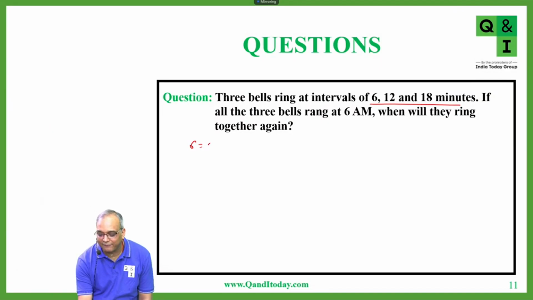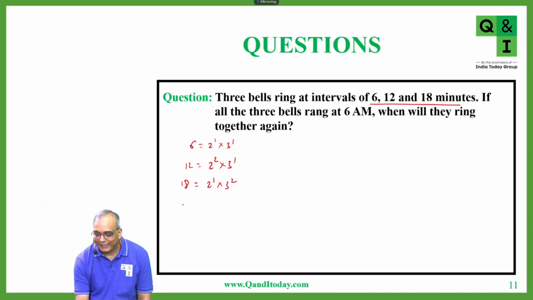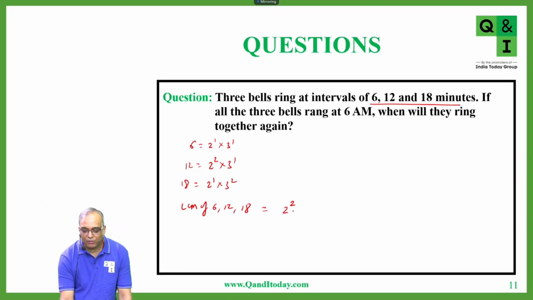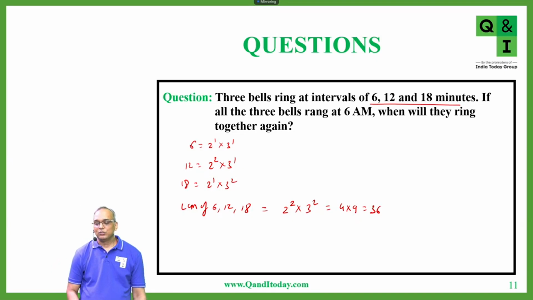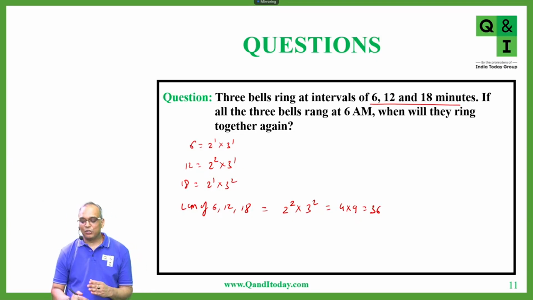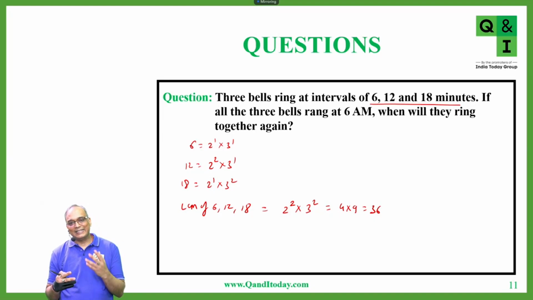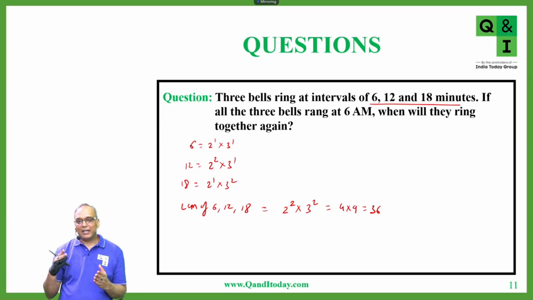First find the prime factorization here: 6 is 2 to the power 1 times 3 to the power 1. 12 is 2 to the power 2 and 3 to the power 1. And 18 is 2 to the power 1 and 3 to the power 2. So the LCM of 6, 12, and 18 is equal to, we take the highest power of each of these factors, 2 square and 3 square. So 4 times 9 is equal to 36. That means the least common multiple is 36 minutes. So these bells will ring together again after 36 minutes.